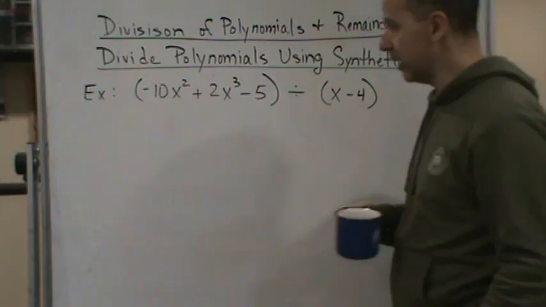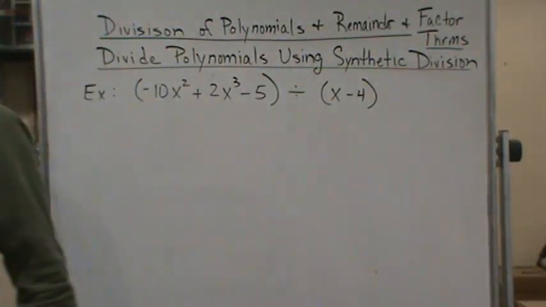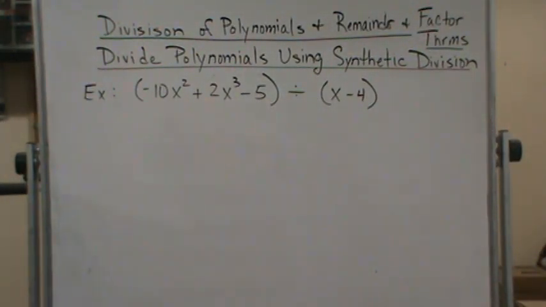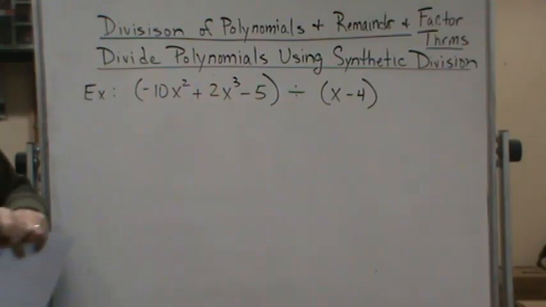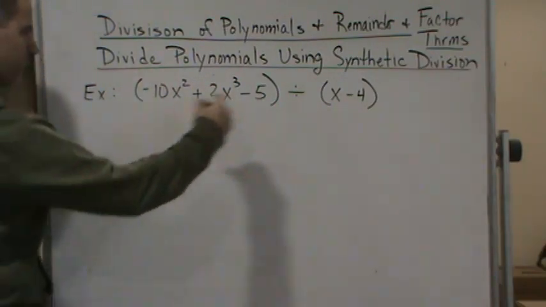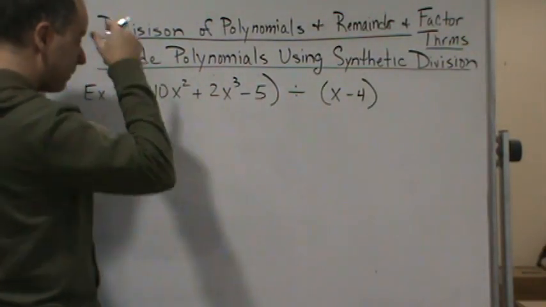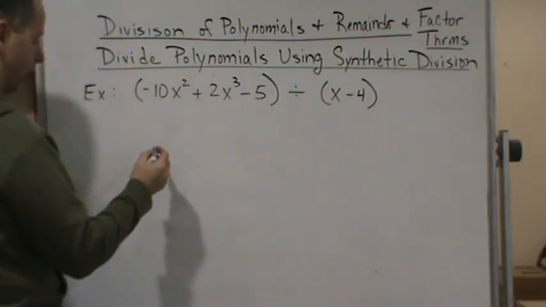If your divisor is of that form, then you can use synthetic division. If it's not, then you can't. So this is restricted only to these types of cases. The way we set up synthetic division is a little different.